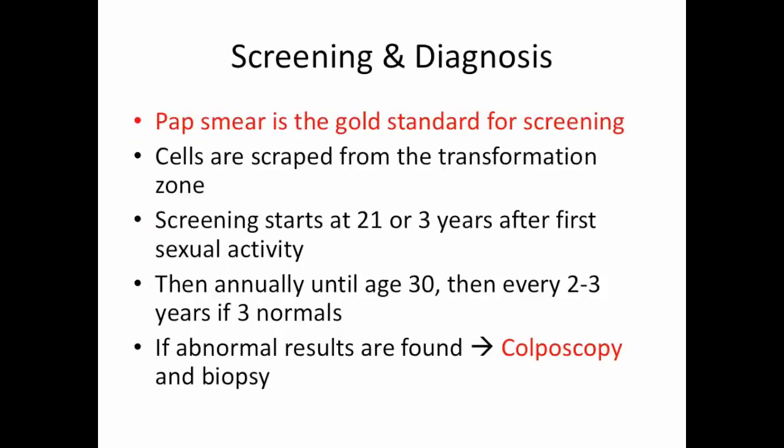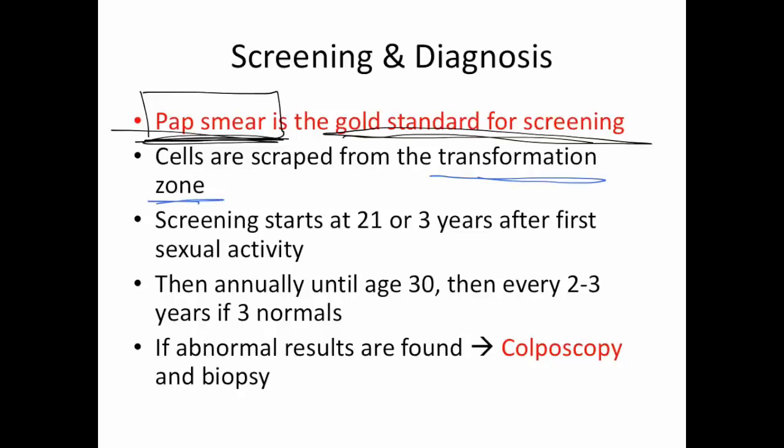Okay, now let's talk about screening and diagnosis. For screening, we have the pap smear. It's the best screening method, not only for cervical cancer but in general. It's one of the best screening methods ever created in medicine. It's the gold standard for screening. In a pap smear, we scrape the cells from the transformation zone, the T zone. We said that cancer usually happens in this zone. Screening starts at 21 or 3 years after first sexual activity, whichever comes first. You either turn 21 first or 3 years after sexual activity.